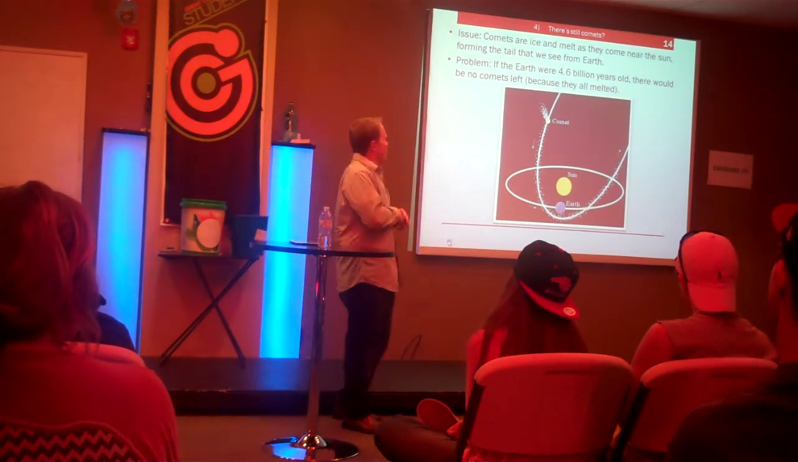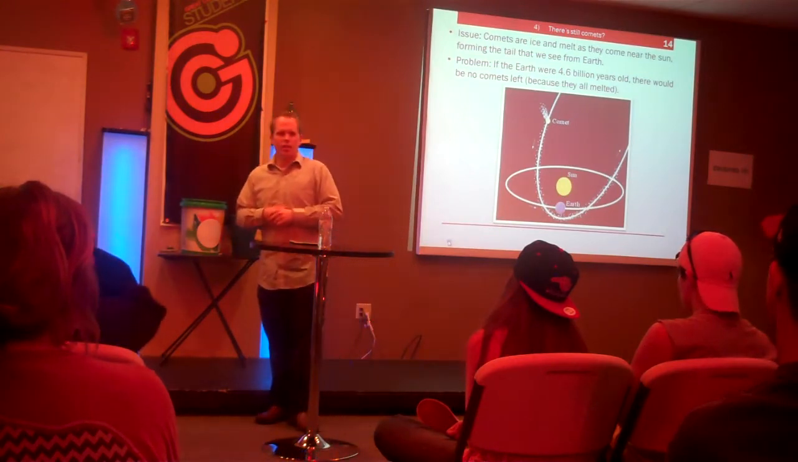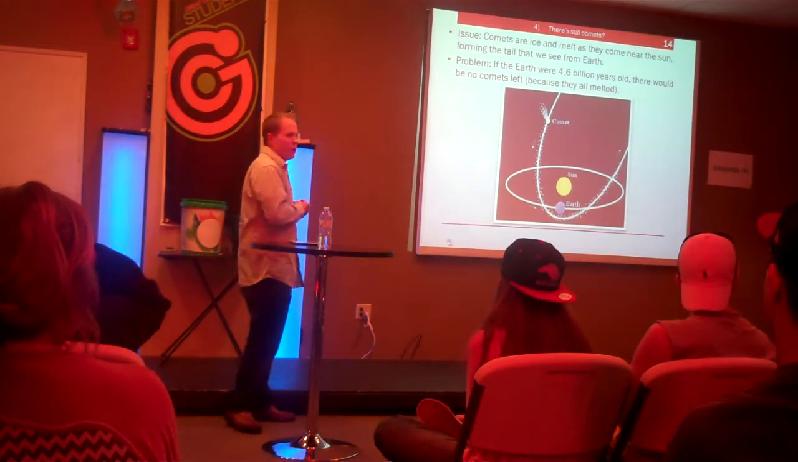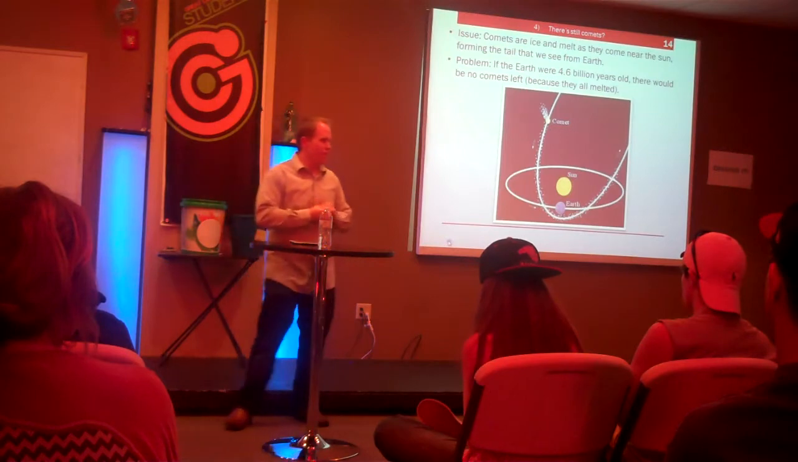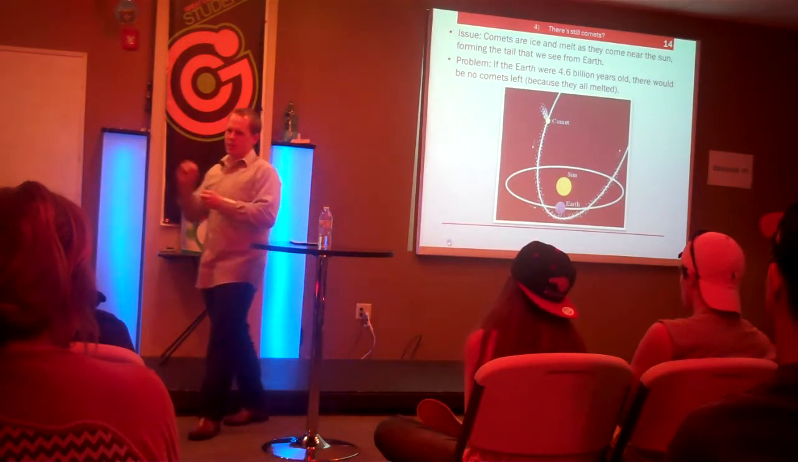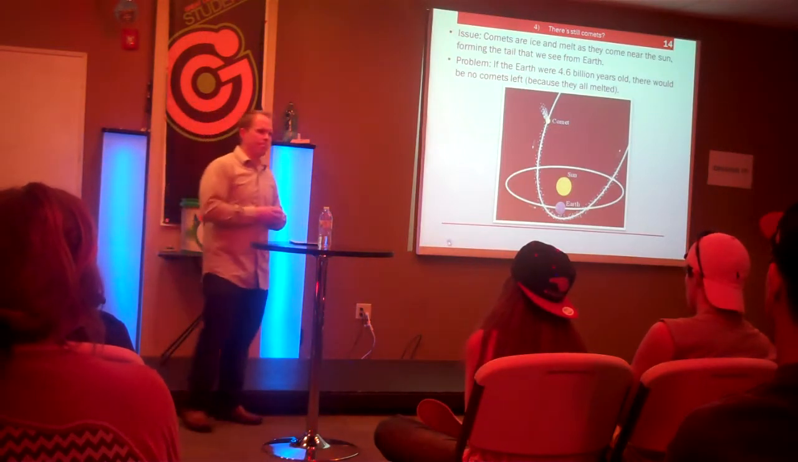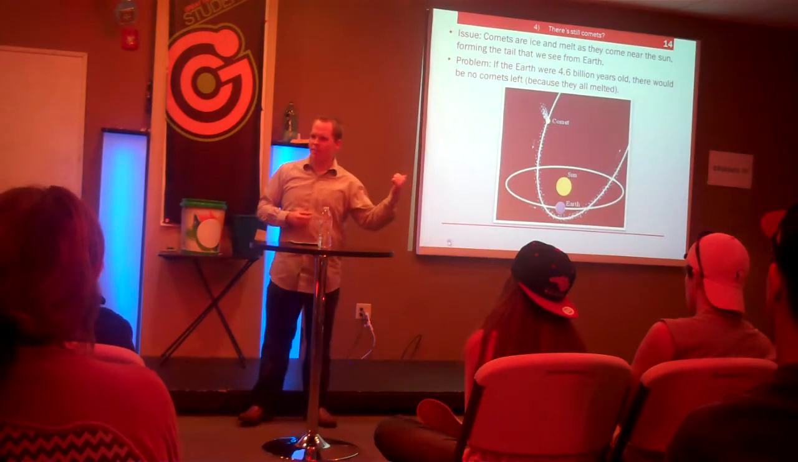Of course, evolutionists have come up with the Oort hypothesis, where there's this Oort cloud out there somewhere that we haven't found yet that has comets in it, and it just releases them every once in a while, so that we can have more for us to see.